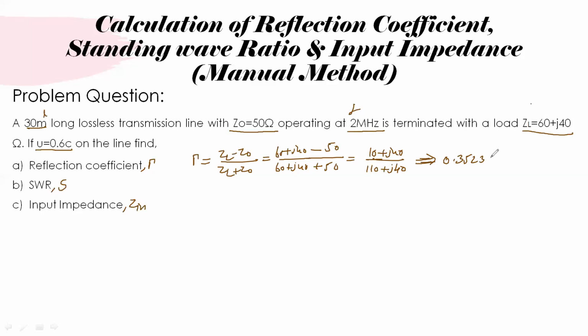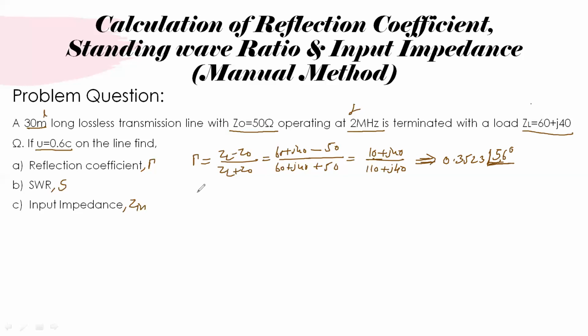The angle will be tan inverse of b by a for the numerator. Similarly for the denominator, as it is a ratio, after taking the necessary values you have to subtract to get the angle. Then you will get 56 degrees. So this is the gamma value.